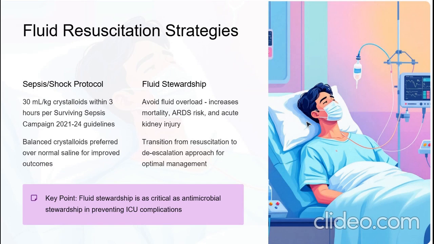In sepsis or shock, administer 30 milliliters per kilogram of crystalloids within 3 hours, favoring balanced solutions for better outcomes. Avoid fluid overload to reduce mortality, acute respiratory distress syndrome, and kidney injury risks. Transition from resuscitation to de-escalation is crucial. Fluid stewardship is vital, akin to antimicrobial stewardship, in preventing intensive care unit complications.